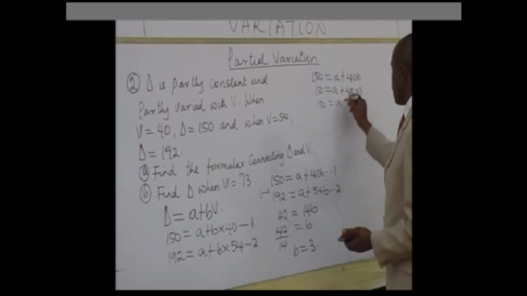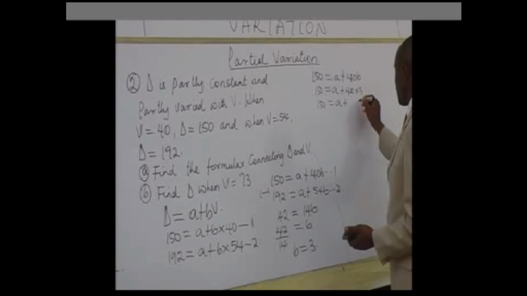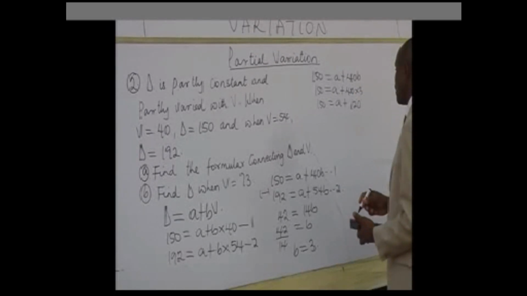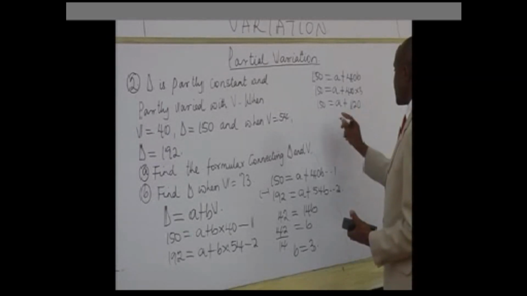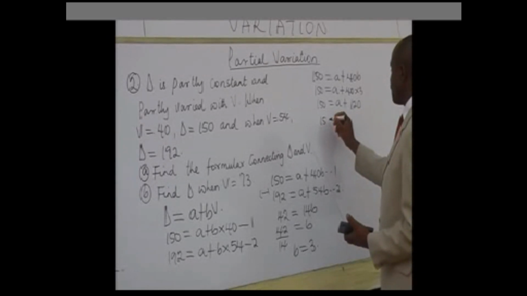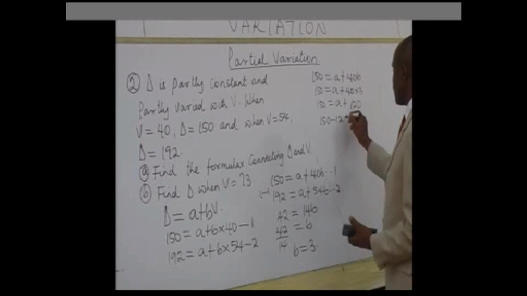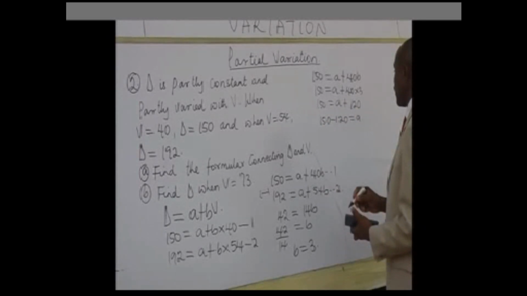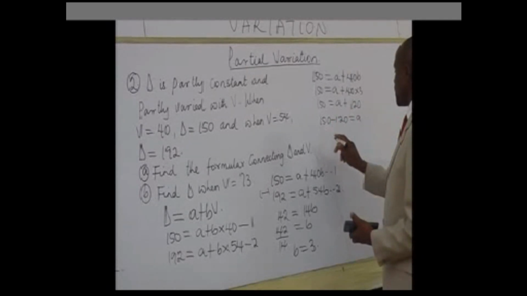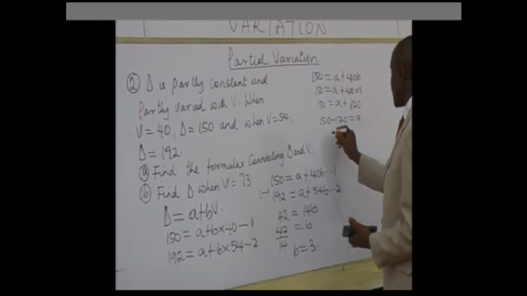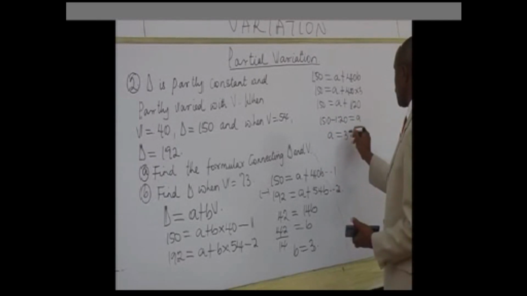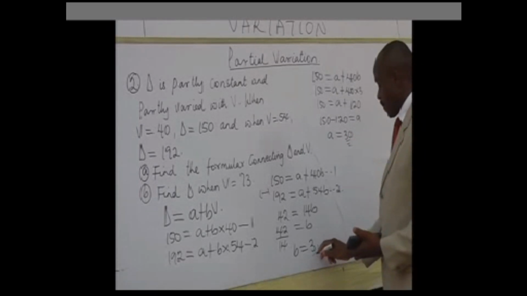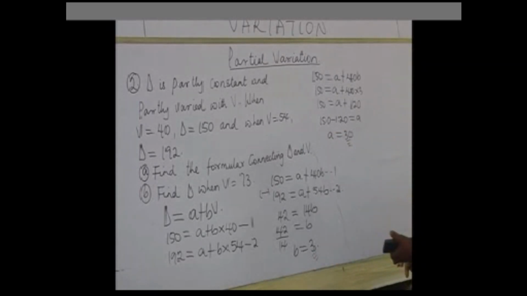150 is going to be A plus 3 times 0 is 0. 3 times 4 is 12. Subtract 120 from both sides. You are going to have 150 minus 120 is equal to A. And if you subtract 120 from 150, you'll be left with 30. That means our A is 30. A is 30, while B is 3.